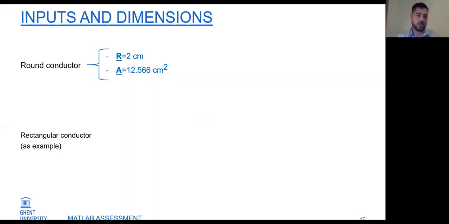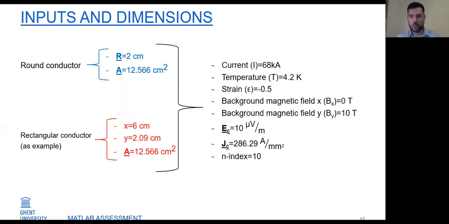So we assess, and this is only an example comparison, a round conductor and a rectangular one with the same area, and we use the same current, same temperature, same strain, and the background magnetic field is only on the y-axis. So for your screen it will be from the right to the left, and the critical electric field is already set. The critical current density is set by the scaling law, and then the study of MATLAB will be for each point of the section.